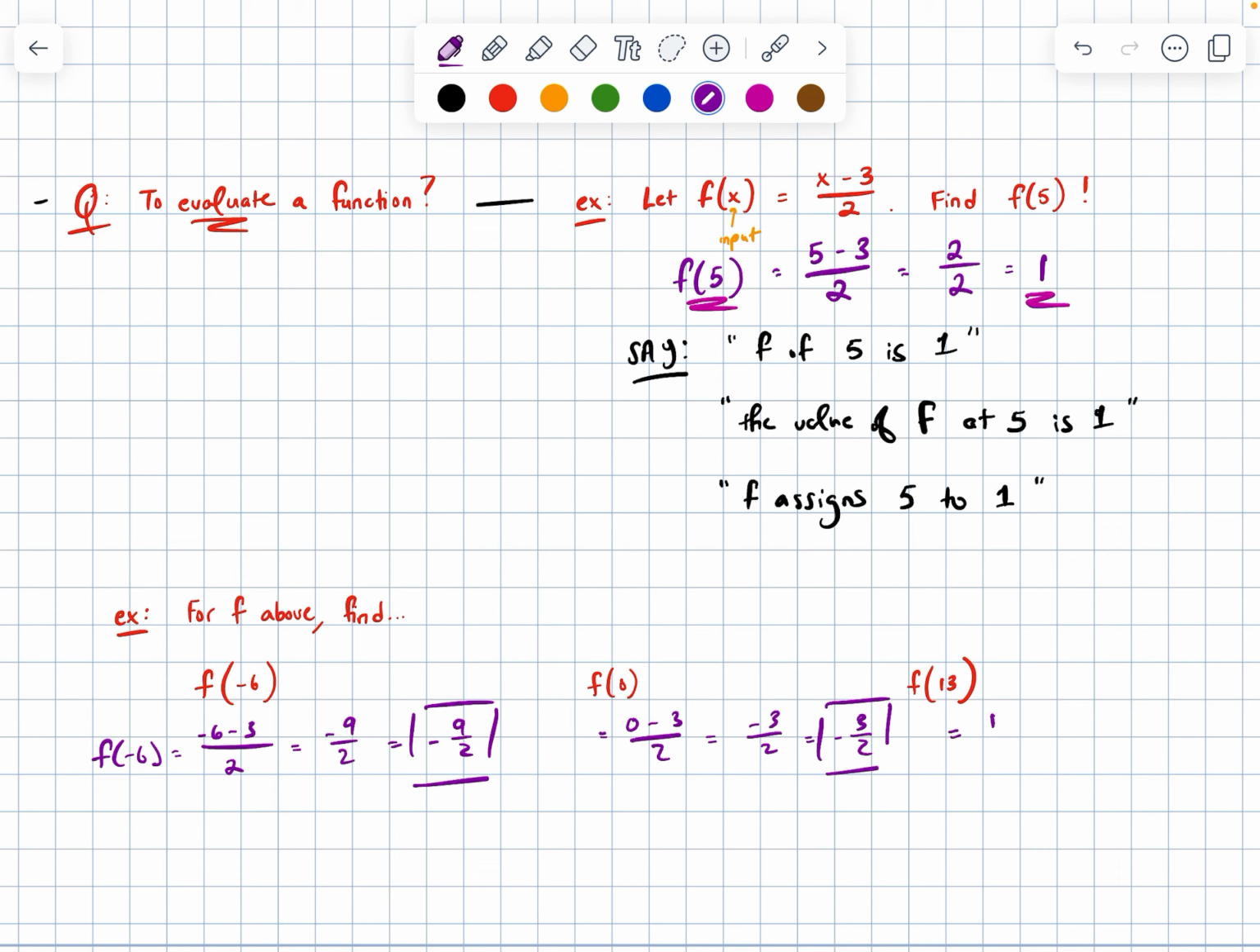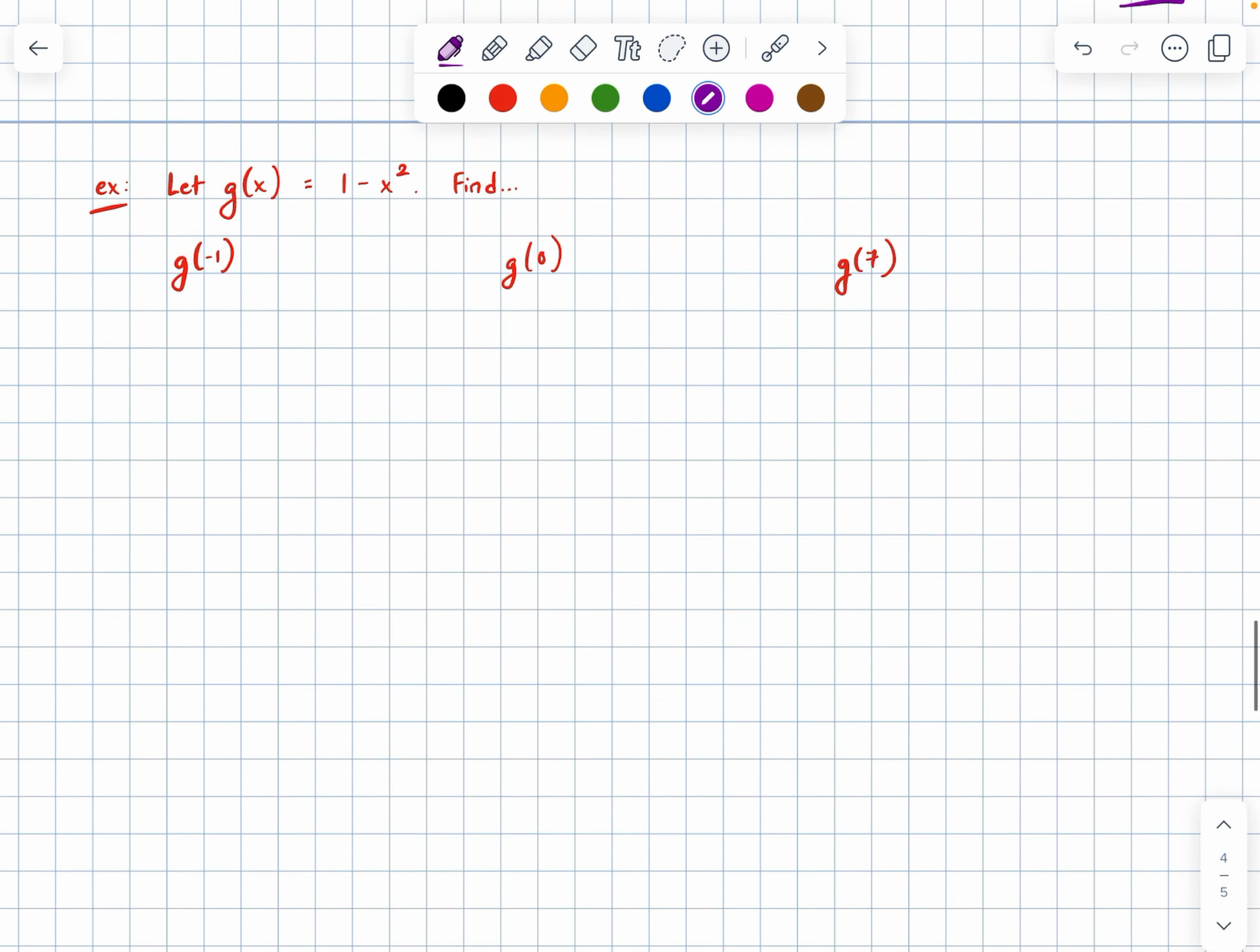And f of 13 is my last one. Again, all I'm doing is substituting 13 for x. So this is going to become 13 minus 3 over 2. 13 minus 3 is 10. And 10 divided by 2 is 5. Very nice. Let's try one last one for the road, and then I'll set you free.